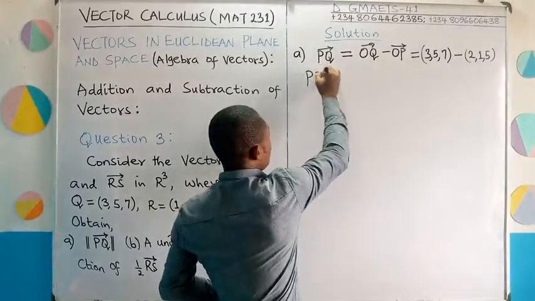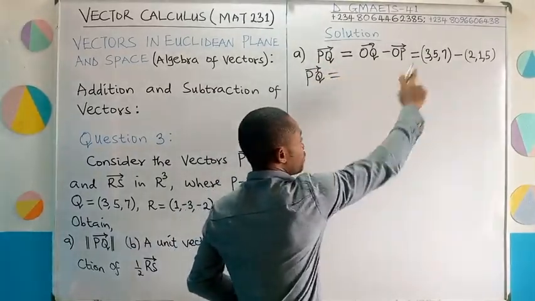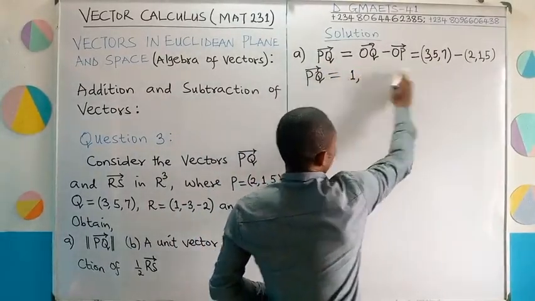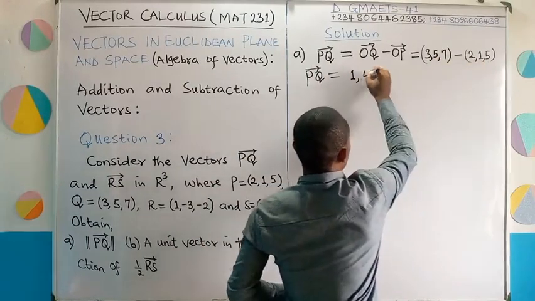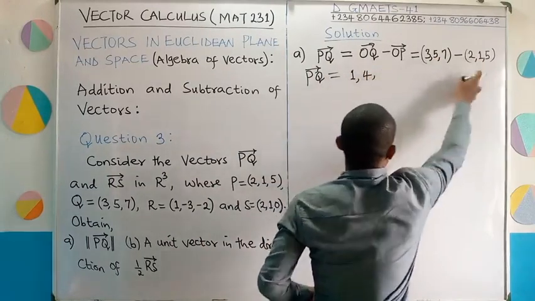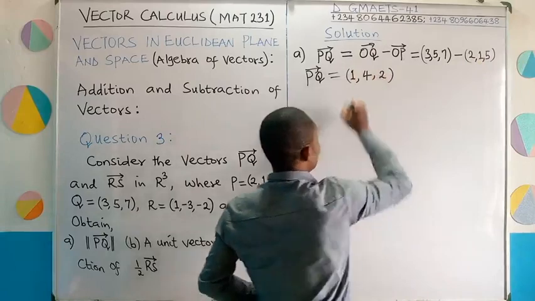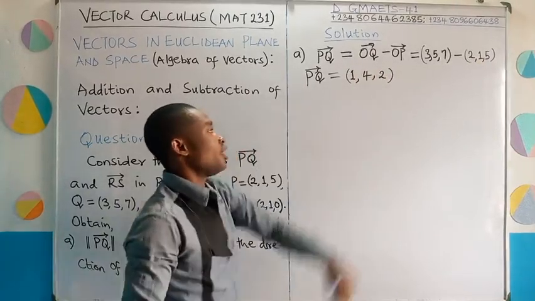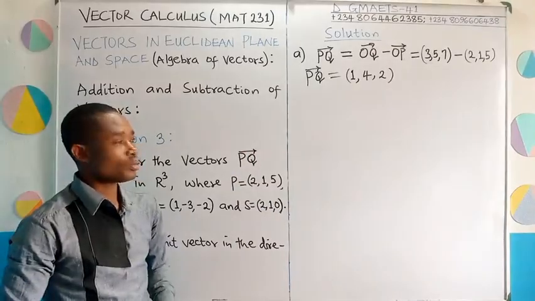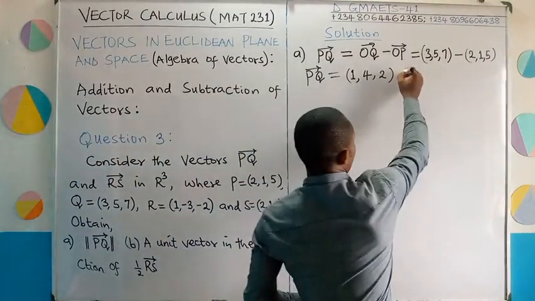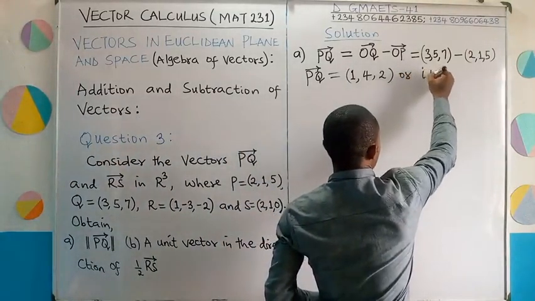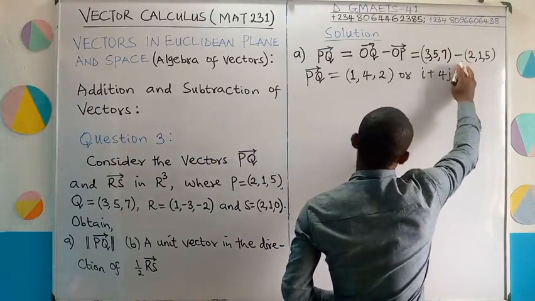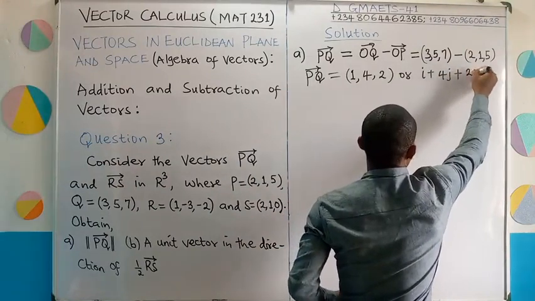So this vector PQ is actually equal to 3 minus 2, you get 1. Then 5 minus 1, you get 4. And then 7 minus 5 will give us 2. Good. This is the value of the vector PQ. If you want to write it in the specific unit vector form, this is i plus 4j plus 2k.